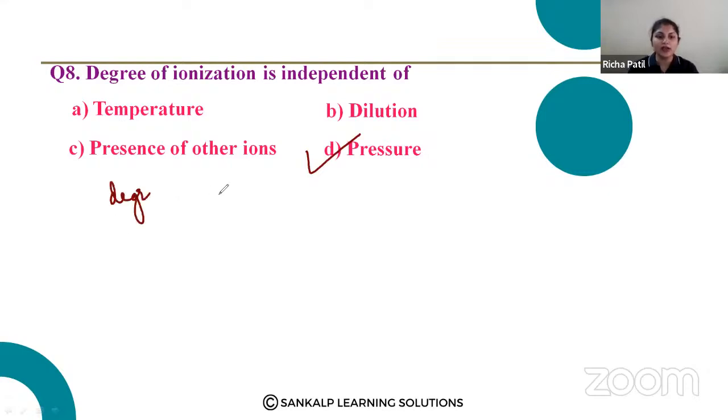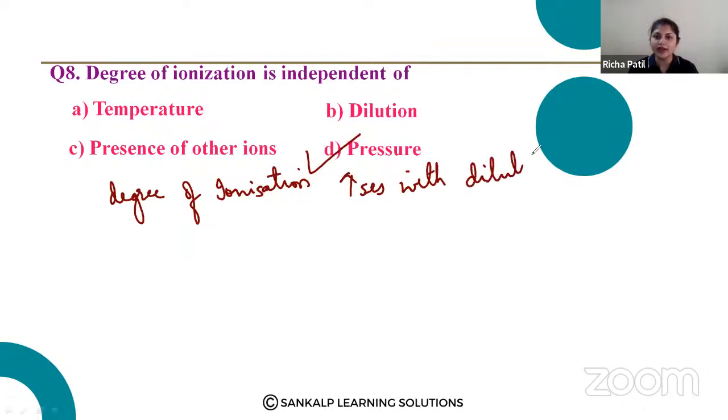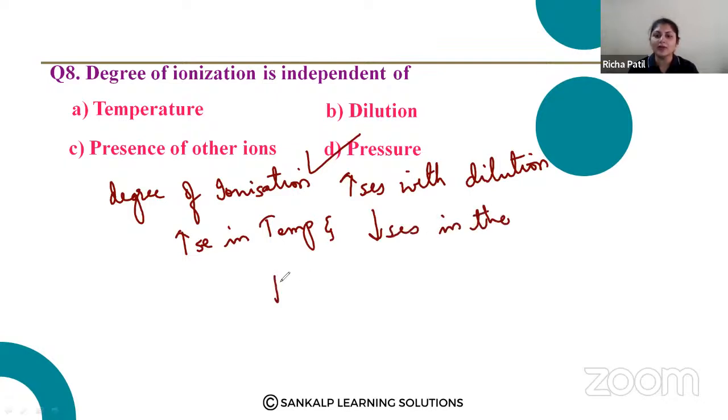How? Degree of ionization increases with dilution, increases with temperature, and decreases in the presence of common ions. So it is independent of pressure. Degree of ionization is independent of pressure. Okay, so this is the answer.